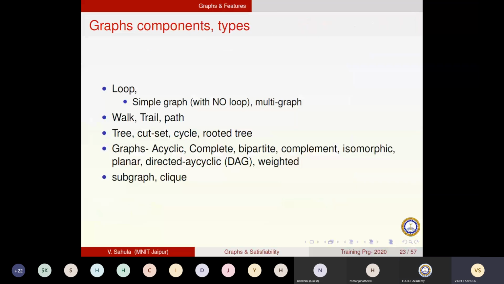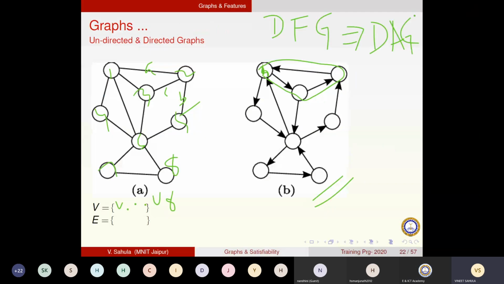What is a loop? A loop is a simple edge. I'm going back. A loop is a simple edge. It starts from the same vertex and ends on the same vertex. So what I have just drawn is a loop. I am on slide number 22. I hope it is visible. A loop is a single edge starting from the same vertex, ending at the same vertex.